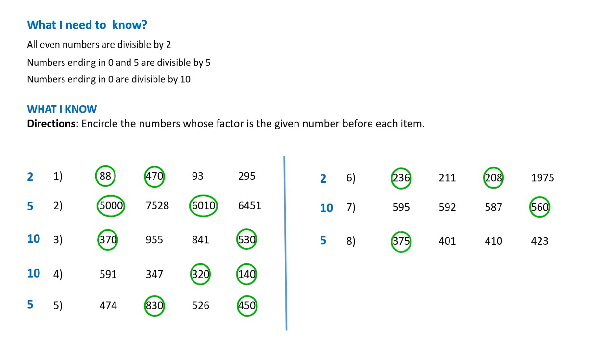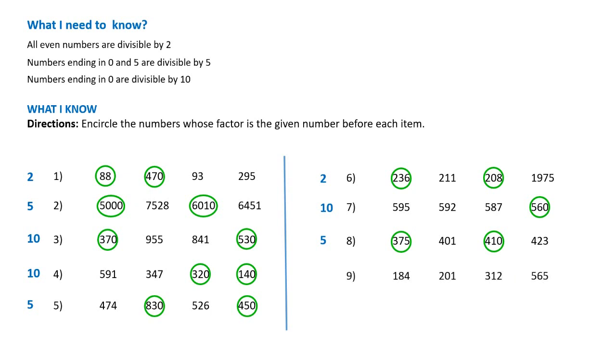401. Ang last ending number niya is 1, so hindi siya divisible by 5. 410. Ang last ending number niya is 0, so divisible siya by 5. 423. Ang last ending number niya is 3, so hindi siya divisible by 5.